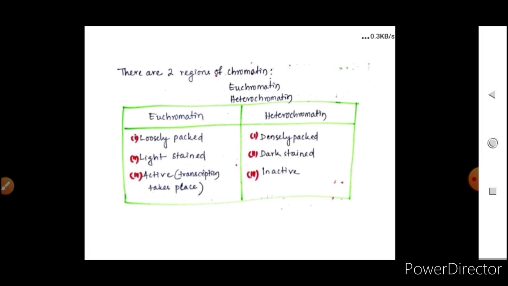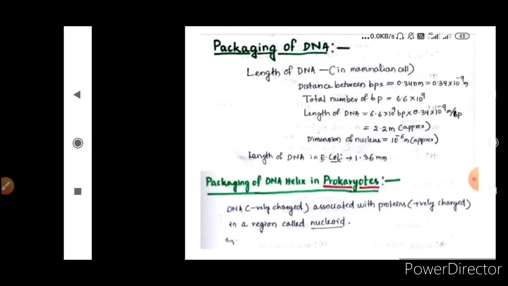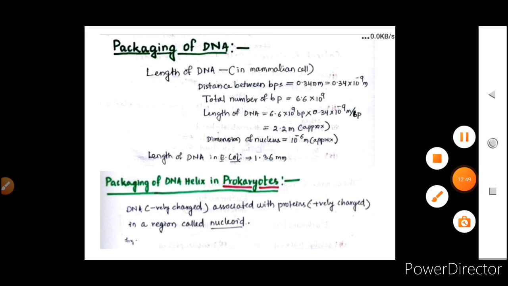Now 2 regions are present on the chromatin. Okay, one is euchromatin and the other is heterochromatin. So eu means true chromatin. Now true chromatin is transcriptionally active, loosely packed, and lightly stained. Because it is loosely packed, the stain will not be able to stain because all the molecules are far apart. Okay, and heterochromatin will be densely packed. When there are many molecules, all the molecules will take up the stain, and it will be dark stained, and it is the inactive portion. Okay, so this packaging of DNA is very important, and today we learned about the packaging of the DNA in prokaryotes as well as eukaryotes both.